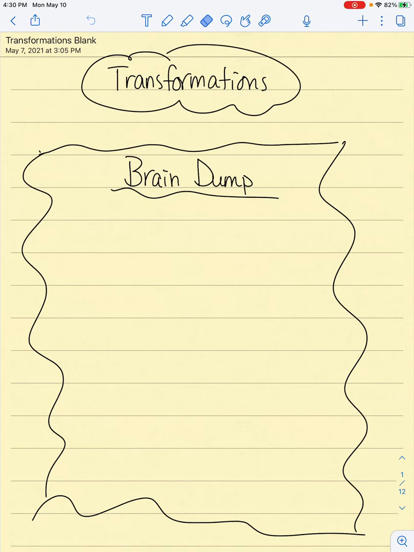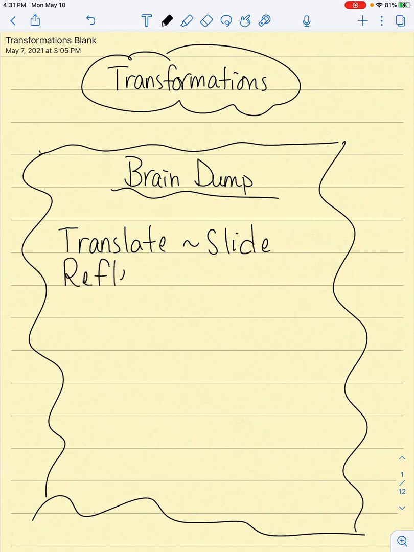Hey everyone, so today we're going to review transformations. Very briefly, let's review the four types. If your problem says for you to translate, that's another word for slide. If your problem says for you to reflect, that means you're going to flip the figure or the shape.